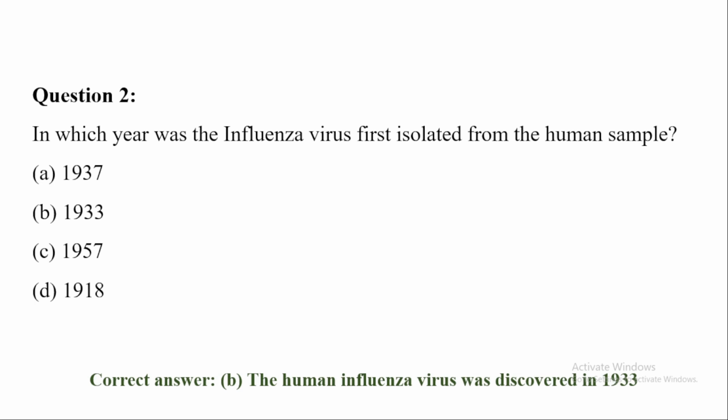So you must have heard of swine flu, H1N1. Those were all types of influenza viruses. So the first time somebody isolated an influenza virus from a human sample, proving that influenza is a human virus, that was in 1933. Okay. So moving to the next question.